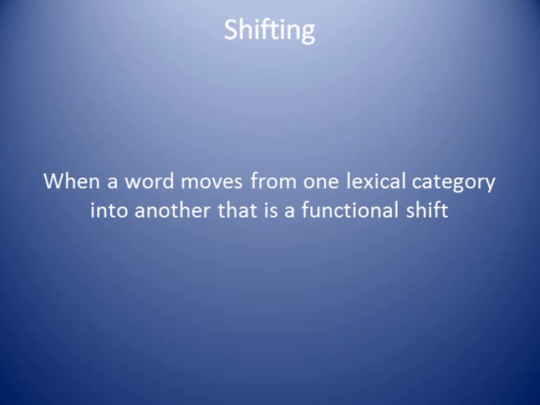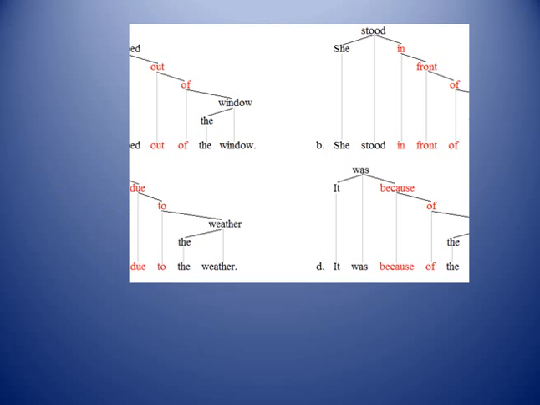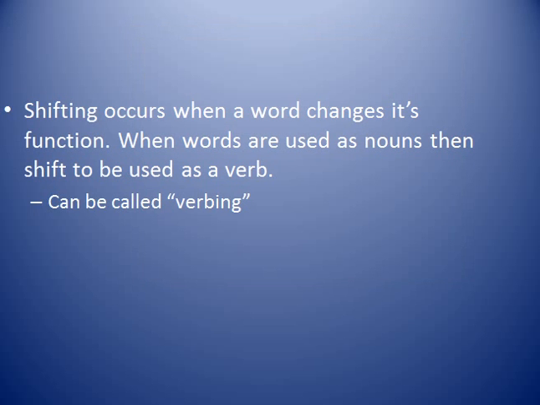When a word moves from one lexical category to another, that is a functional shift called shifting. Shifting occurs when a word changes its function. When words are used as nouns, then shift to be used as a verb, it can also be called verbing. Our textbook uses the example: email began as a noun. I love email because you can communicate quickly. But it soon shifts to a verb. Email me tomorrow.